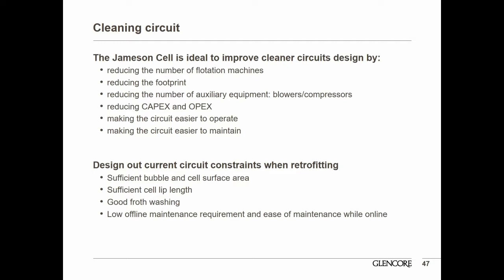When you're retrofitting a circuit with a Jameson cell, it's really important to make sure that you have sufficient bubble surface area and cell surface area to recover the tonnage of concentrate that you want. You need sufficient lip length, and we do that by using cross launders in our design, and we use a good froth washing system to make sure we get high concentrate grades. The cell itself is an easy addition to most layouts due to its small footprint, and in addition, it has very low maintenance requirements, and this can generally be done while the cell is online.